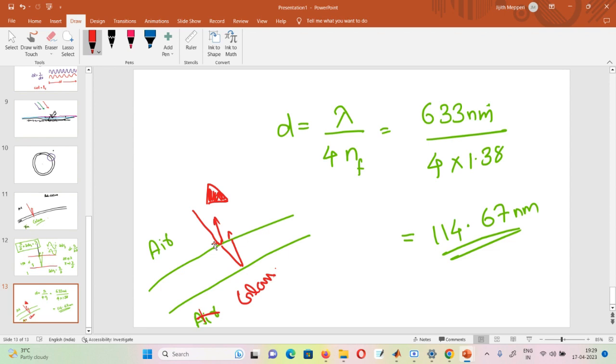So why again lambda by 2? Why lambda by 2? You are asking why the path difference is coming as lambda by 2. Yeah, a phase difference of 2 pi corresponds to a path difference of lambda. So pi phase difference will give lambda by 2 path difference. Yes, got it.